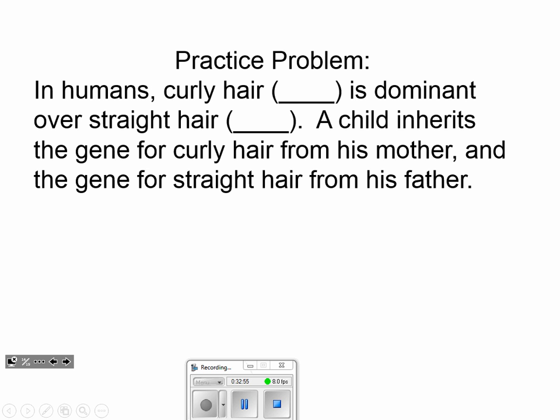All right, one second. In humans, curly hair is dominant. Straight hair is recessive. So if a child inherits one gene from their mother and one gene from their father, they're going to get the curly hair gene from the mom and the straight hair gene from the dad. What gene is representing curly hair? What letter is it? Capital C. If the straight hair gene is recessive, what does that letter look like? Lowercase c. So the child is going to get the gene for curly hair and the gene for straight hair.